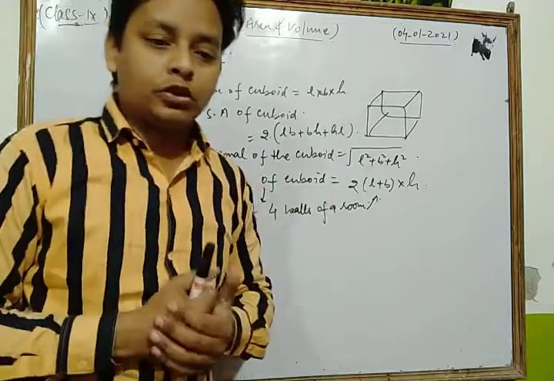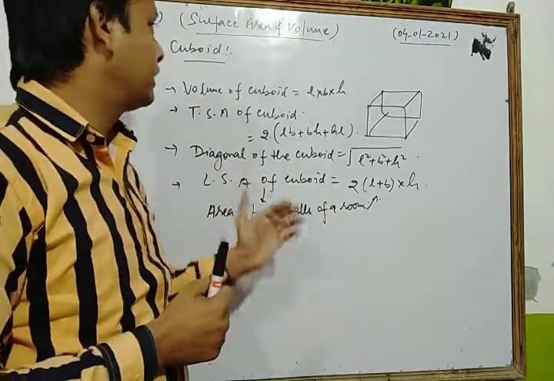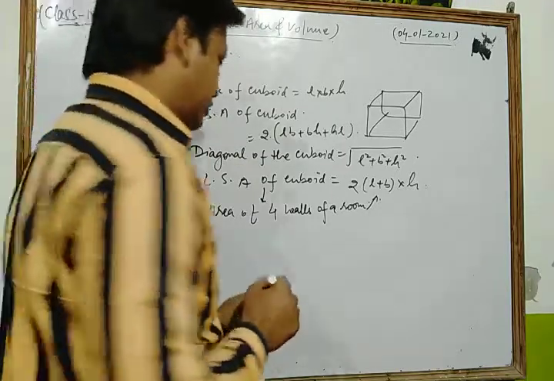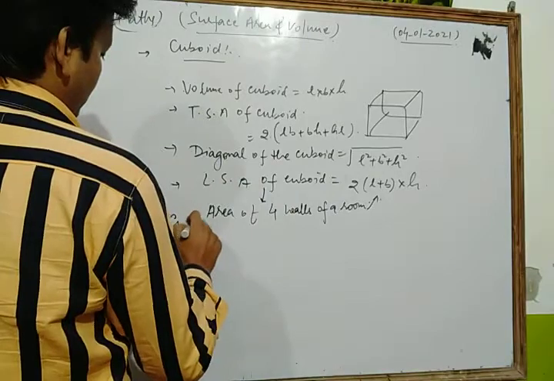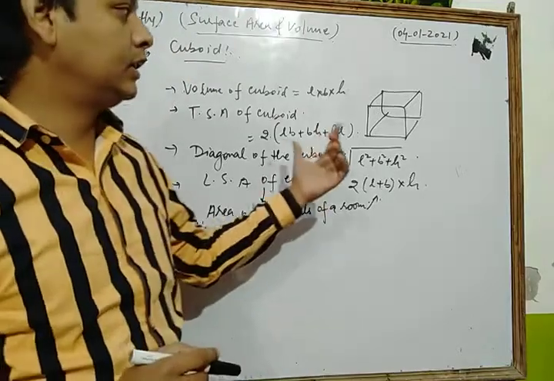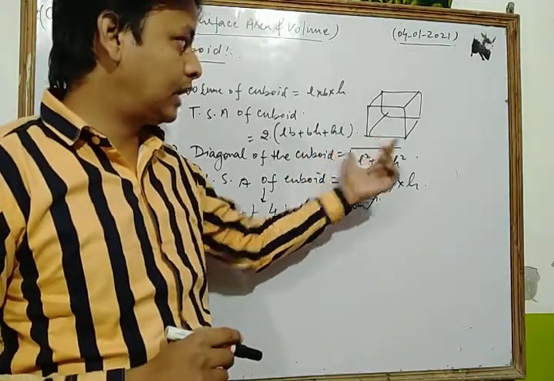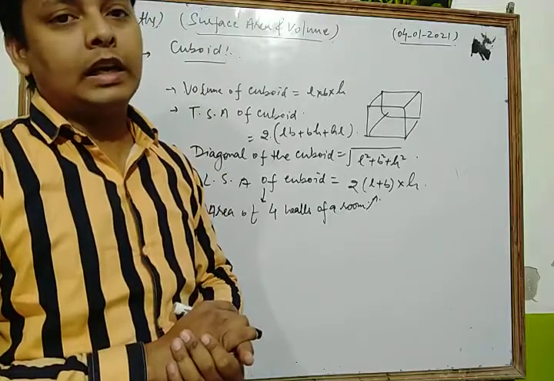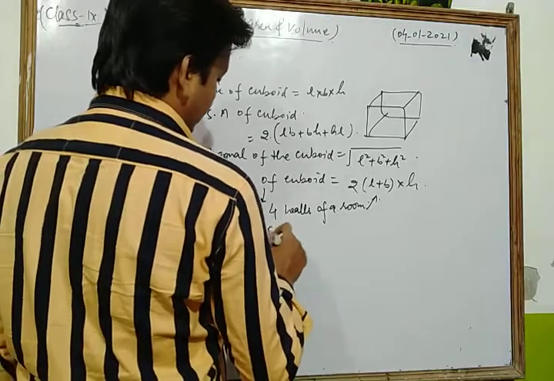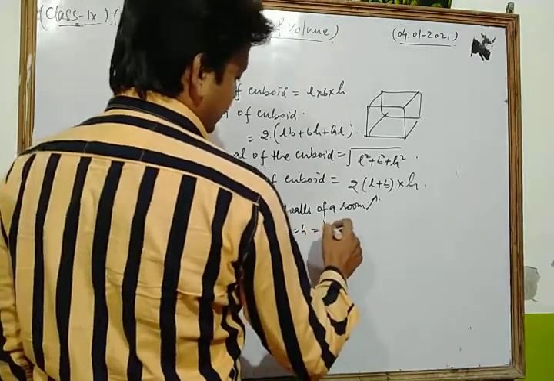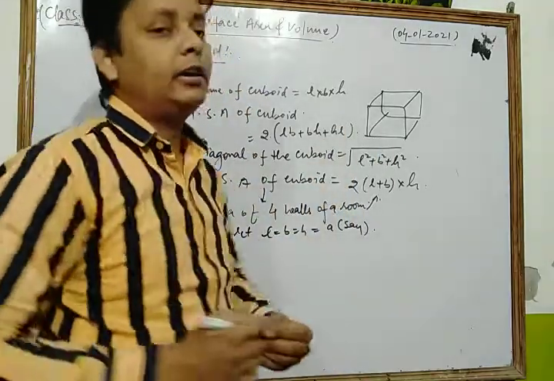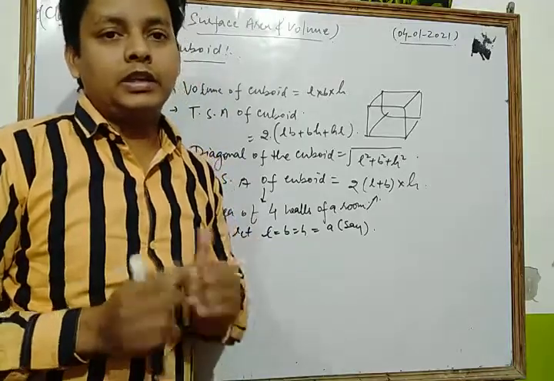Now, the next topic is the cube. Next, we are going to discuss the next shape of solid, which is the cube. Dear friends, a cube is a special type of cuboid in which length, breadth, and height are equal to each other. Let L equal B equal H equal A. It means in a cube, length, breadth, and height are equal to each other.